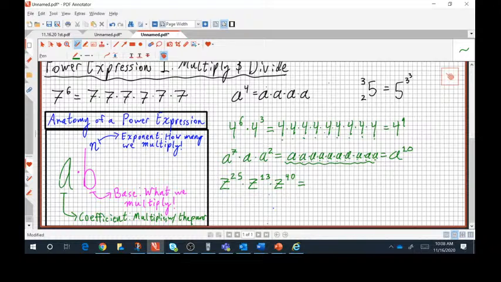Yeah. I got the answer. So 4 to the 6th times 4 to the 3rd. I did this by hand.